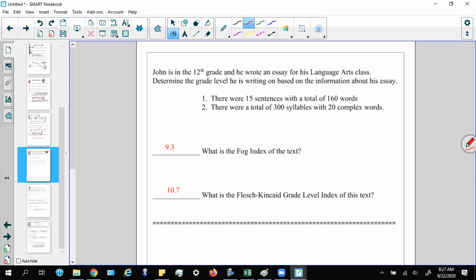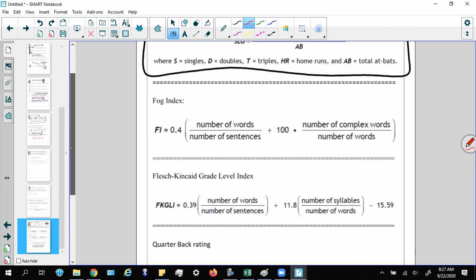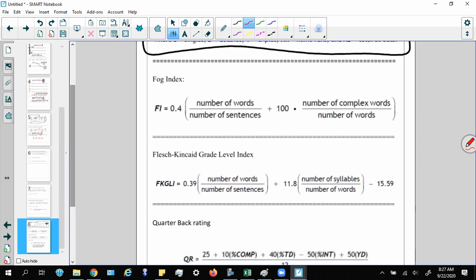John is in the 12th grade. He wrote an essay for the language arts class. There are five sentences with a total of 160 words. Now, remember, on the very last worksheet of paper are all the formulas. So we're going to use the Fog Index.